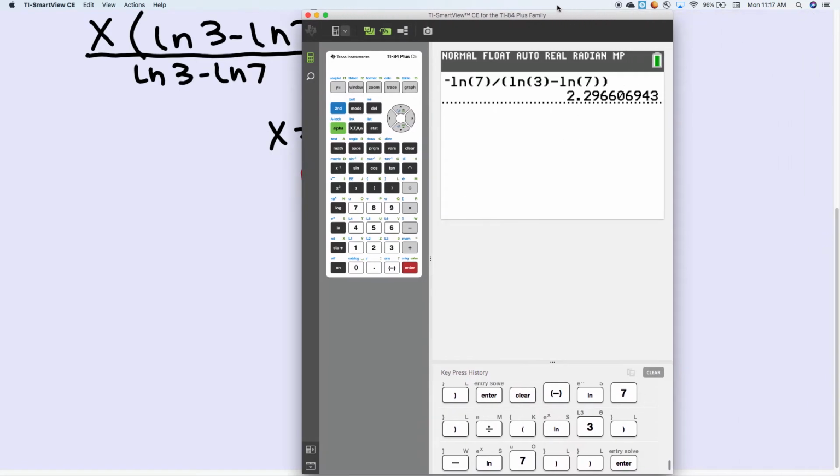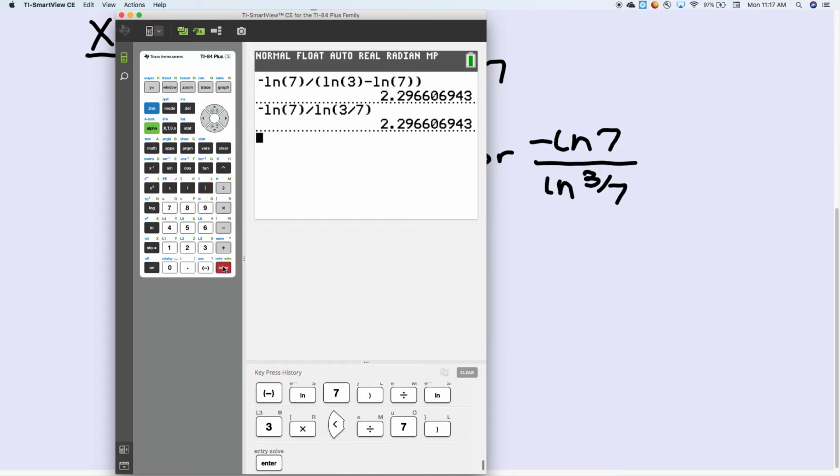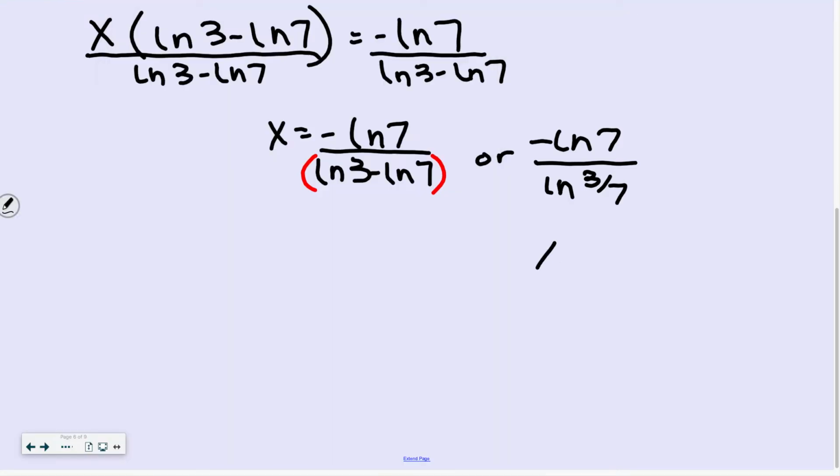And if I do this other version where we saw it as condensed, I kind of like it because I don't have to worry about those parentheses. Negative natural log 7, close my parentheses for the log, and then divide by the natural log of 3 divided by 7. Oh, same answer. So x is about 2.297?